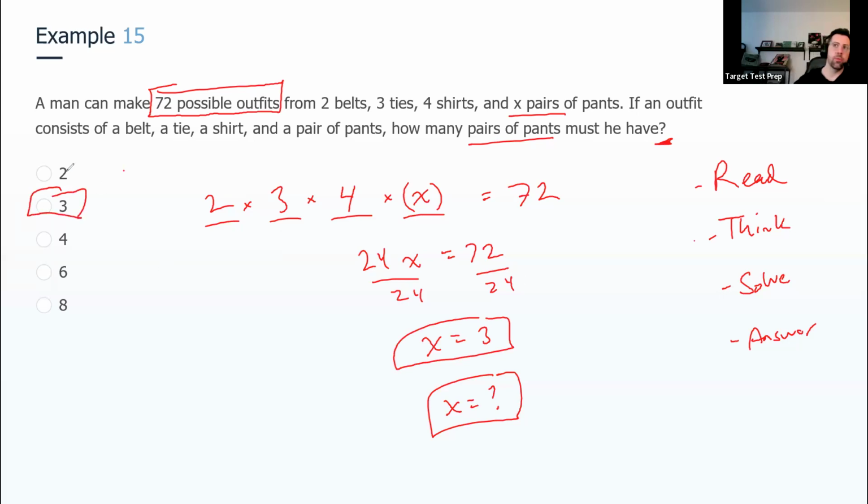Alternatively, if you hate doing algebra, you could just plug in 2 or 3 or 4 or 6 and pretty quickly recognize, oh yeah, if I do 2 times 3 times 4 times 3, that's going to give me 72. 2 times 3 times 4 times 2 is not going to work, etc.